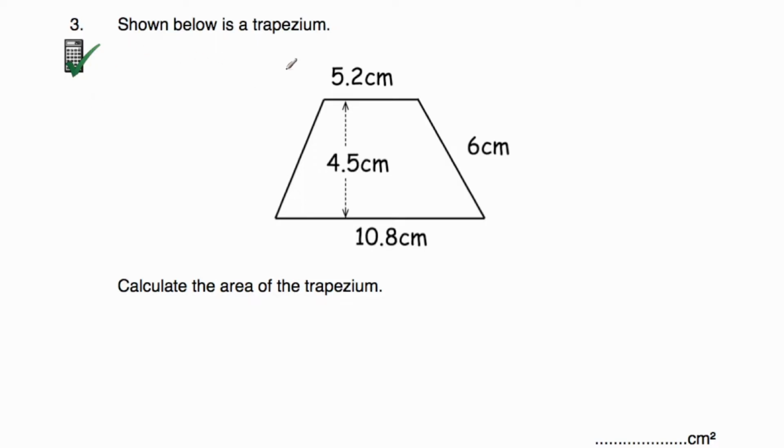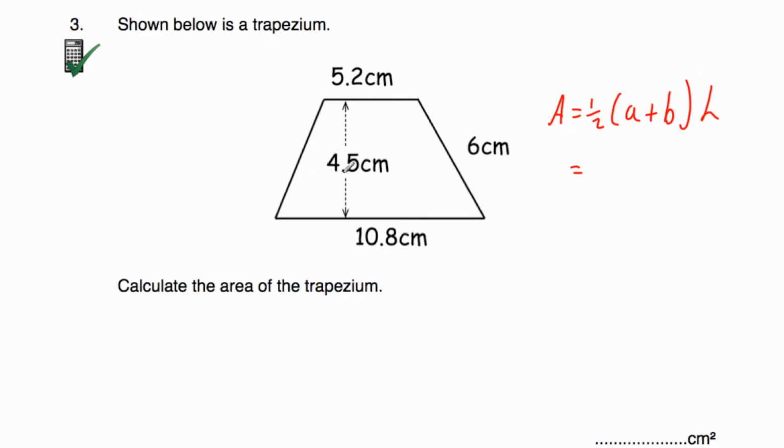Question number 3 says, shown below is a trapezium. So we've got this trapezium, and we've been asked to calculate the area of the trapezium. So the area of a trapezium, area is equal to half, brackets, A plus B, times the height h. So we're going to add together the lengths of the two parallel sides, half it, and times by the height. So let's find out what our A, our B, and our h are in our diagram.